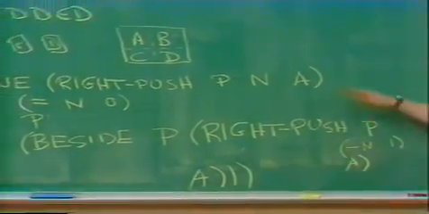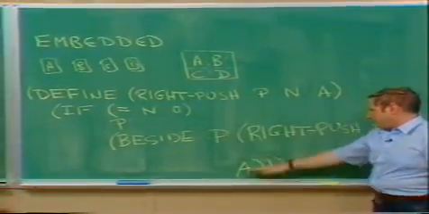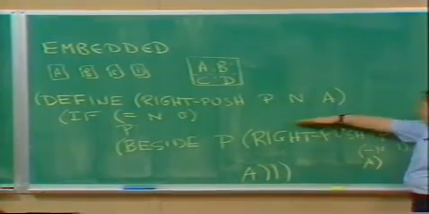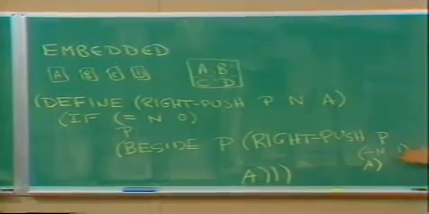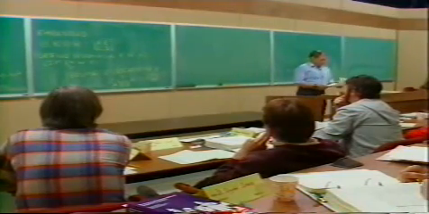Okay, so if n is 0, it's p. Otherwise, I put p with the scale factor of a, I'm sorry, I didn't align this right, recursively beside the result of right pushing p n minus 1 times with the scale factor of a. There's a recursive means of combination.